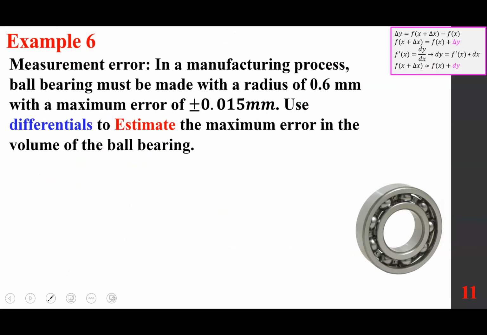Last question. Anybody wants to read this one for us? Can you hear me? Go ahead, please. Okay. Measurement error. In a manufacturing process, ball bearing must be made with a radius of 0.6 millimeters with a maximum error of plus or minus 0.015 millimeters. Use differentials to estimate the maximum error in the volume of the ball bearing.